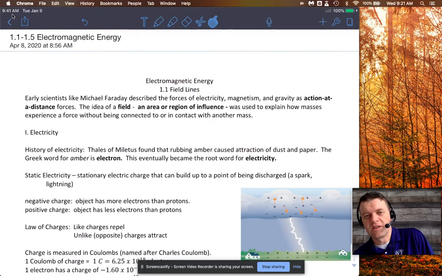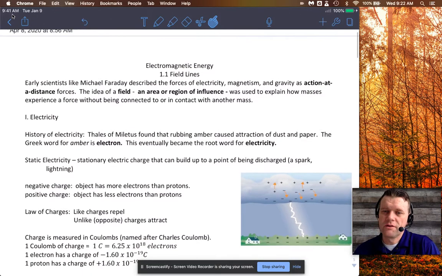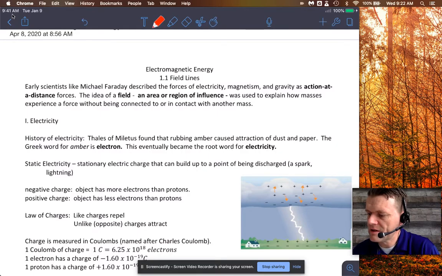Hello, Science 30s. I wanted to spend a minute talking about section 1.1 on electric, or basically on field lines. We're going to talk about three different kinds of fields, and shortly we'll learn some formulas for those. All of these fields are called action at a distance fields, or basically the forces that exist in these fields act at a distance. So there's no direct contact between any masses.